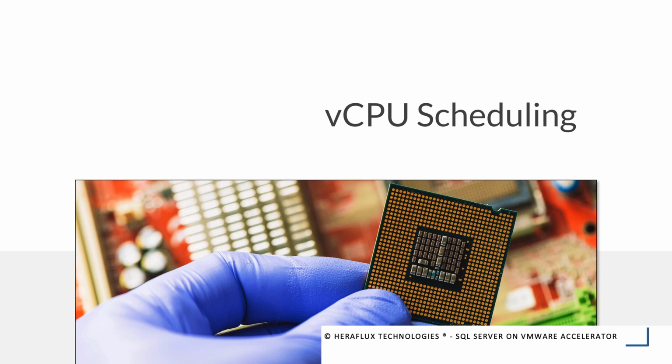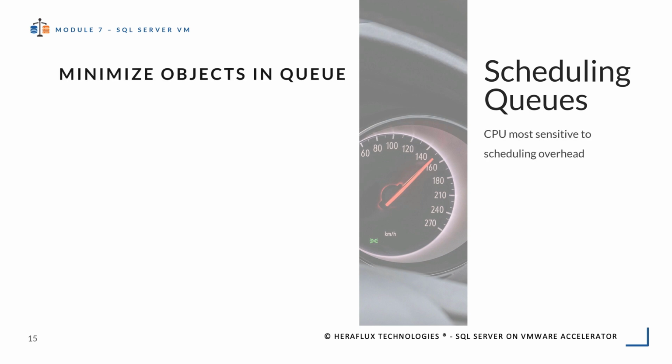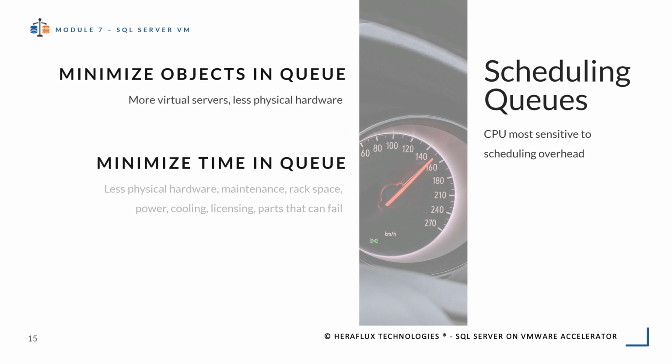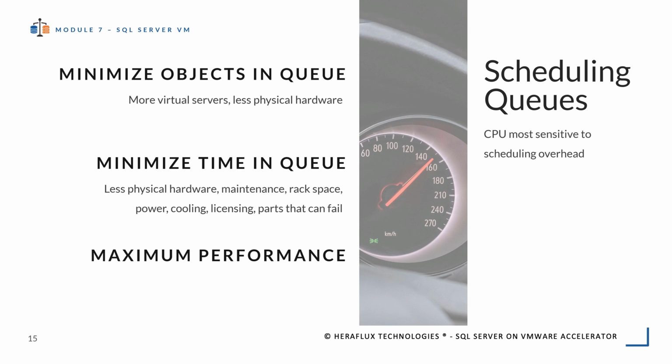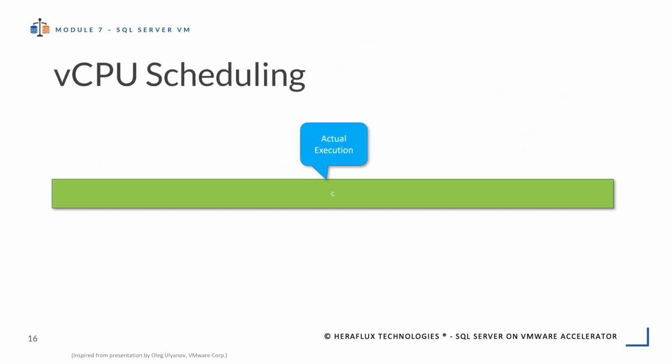Making sure that the vNUMA aligns properly is critical to ensure that our vCPU scheduling is kept to a minimum performance overhead. Like I mentioned in the very first module, every single thing that happens inside a virtual machine with its compute resources must traverse the hypervisor's resource scheduler to gain access to those compute resources. We must minimize both the number of objects in the queue and the time spent in the queue in order to maintain peak performance. I'll remind you about the vCPU scheduling process.